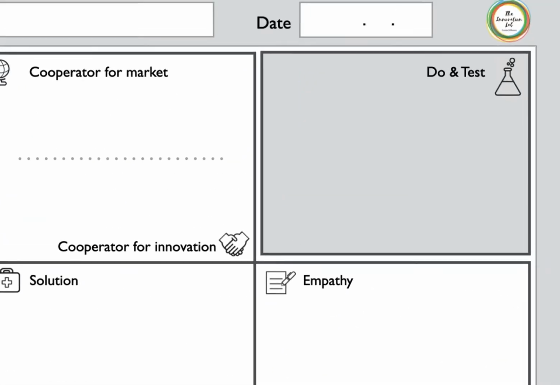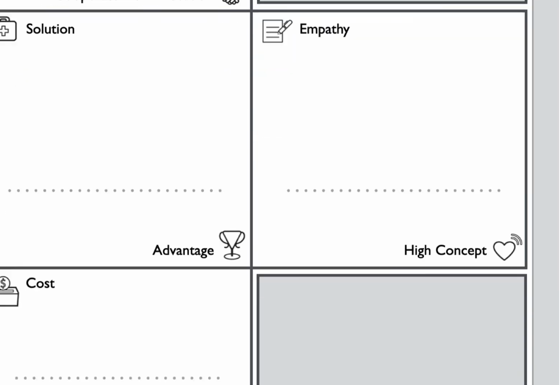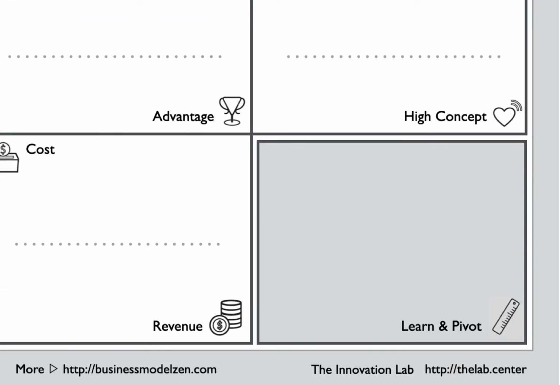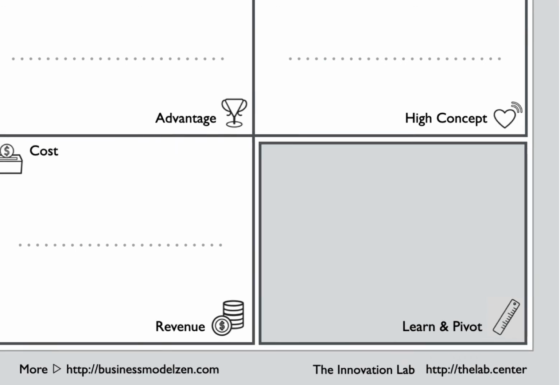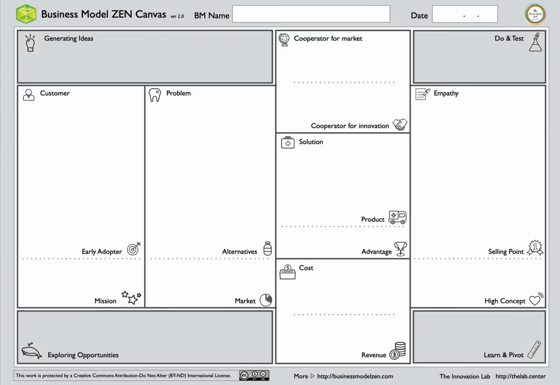We are almost there. Now you do and test experiments with the market to ensure your assumptions are right. After that, you get to learn and pivot your business to approach the market. Now you understand how to design with Business Model Cube. If you want to step further, there is an updated version of this canvas with 4 elements added.